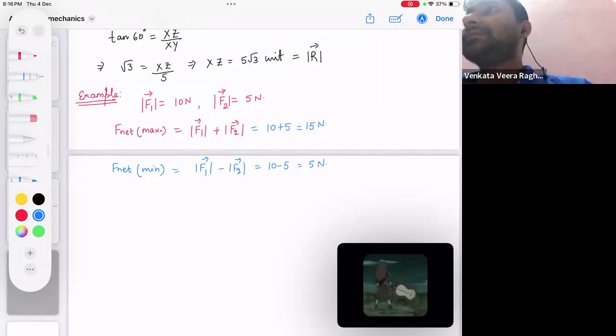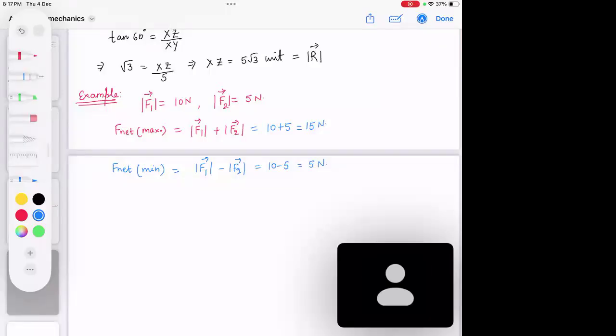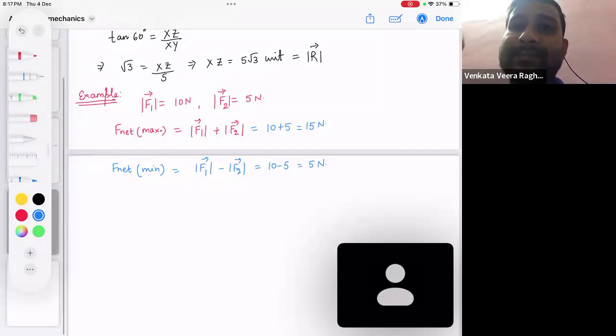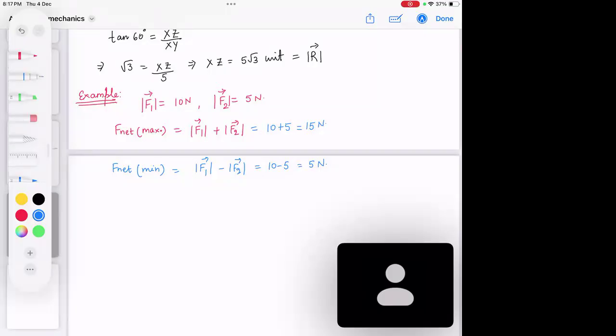Please tell me, is that part clear? Please tell me, is it audible? Yes, sir. Right. Any doubt or any confusion till now about what we have discussed? No, sir. Right.